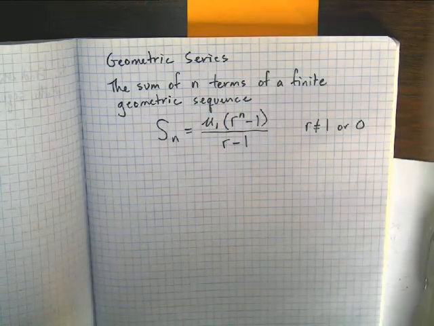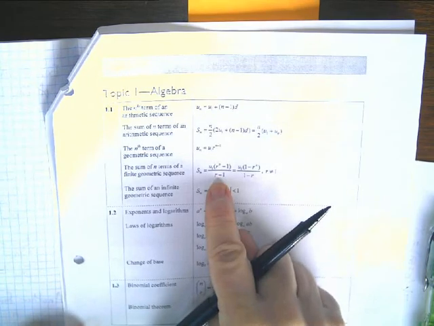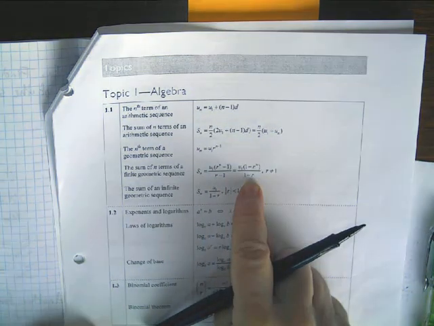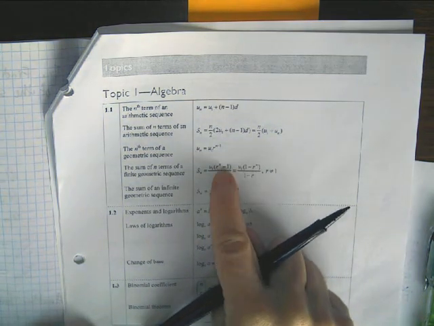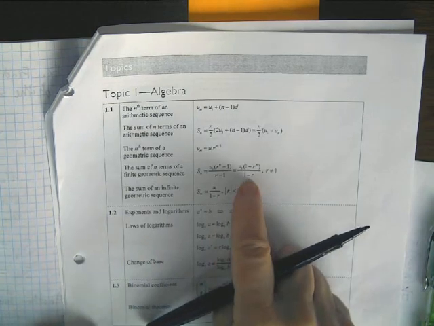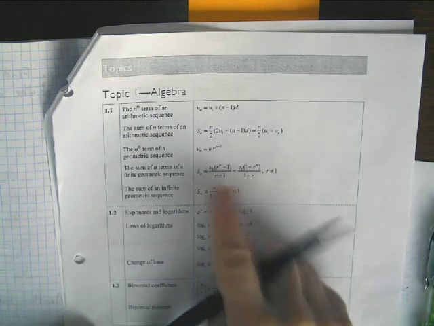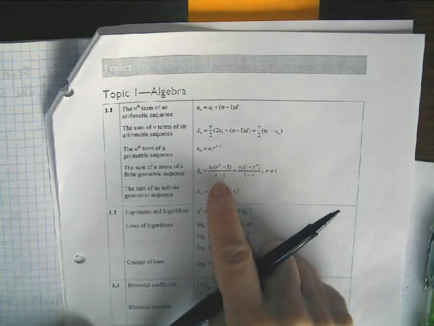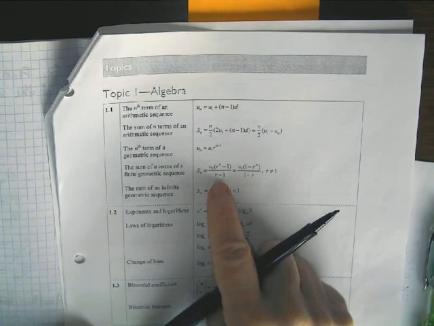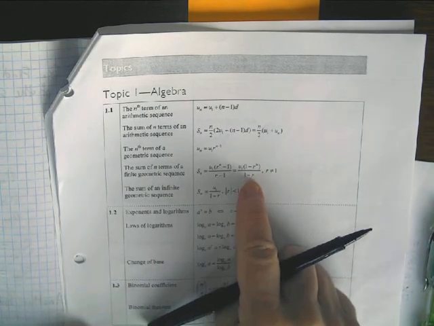You'll notice here in the packet, that's the way that I wrote it. Or you can switch the difference here. You can switch it. And the reason why we do that is if r is a fraction, you would end up having a negative here, and we don't really like dealing with negatives, so we switch it and we just turn it like this.